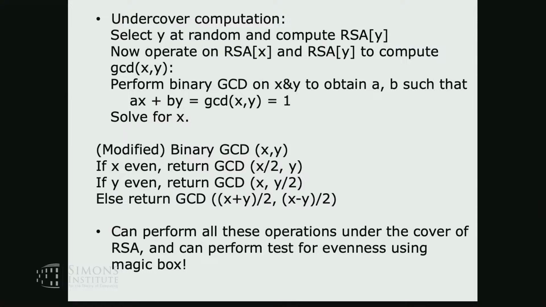What you're really trying to do is operate on the encoded messages to do this GCD algorithm. This was a very nice, simple algorithm. Binary GCD is a simple way of computing the GCD of X and Y. If either of the numbers is even, you divide by 2, leaving the GCD alone. If they're both odd, you replace X and Y by (X plus Y)/2 and (X minus Y)/2. The point is you can perform all these operations under the hood, except maybe testing whether the number is even, but that you can do with the magic box.